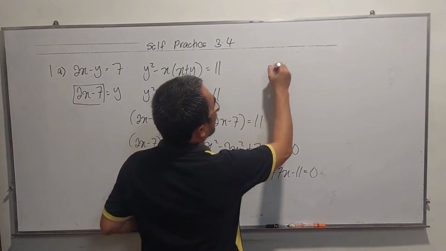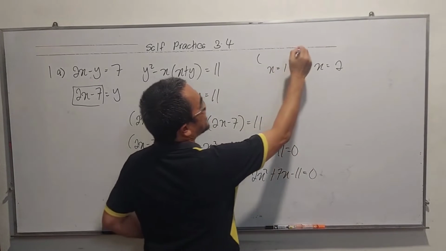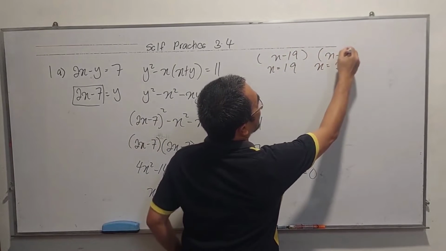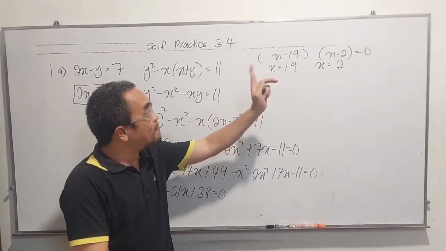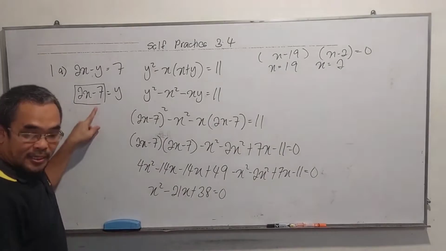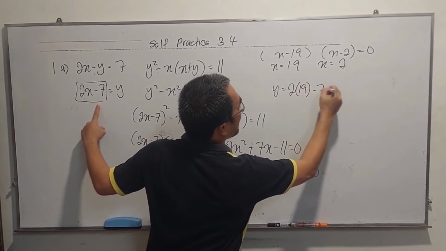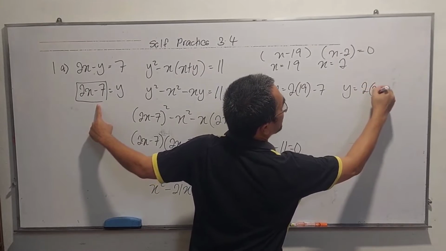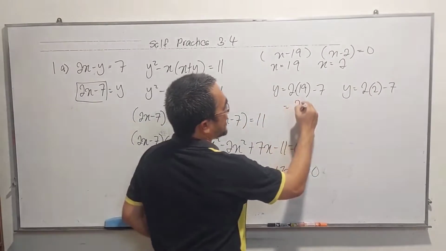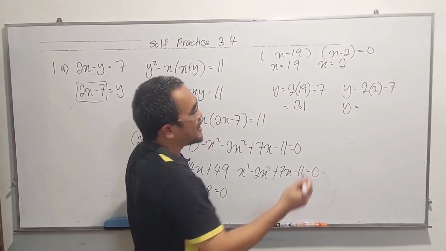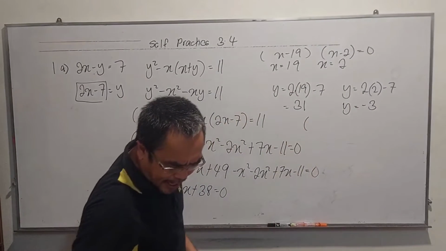Okay, so x is 19 and x is another one, 2. Alright, so we can factorize this. So we say x minus 19 and x minus 2 equals to 0. Okay, then since we have got the value of x and we have to find the y, so replace it here. So y is 2x minus 7. So another y is 2 times 2 minus 7. So what is this? 38 minus 7 will be 31. And here is 4 minus 7 is negative 3.